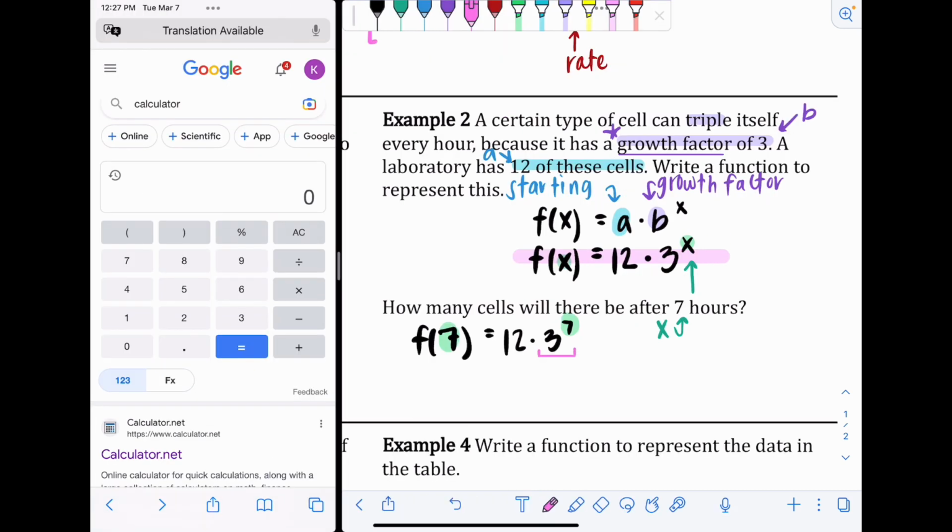Okay, so this is just the calculator that you get when you type it into Google. I think this is the easiest one to use for a problem like this. So I'm trying to find 12 times 3 to the 7th power, and I have to do 3 to the 7th power first. So it's not 3 times 7. It will never be that because the 7 is an exponent.